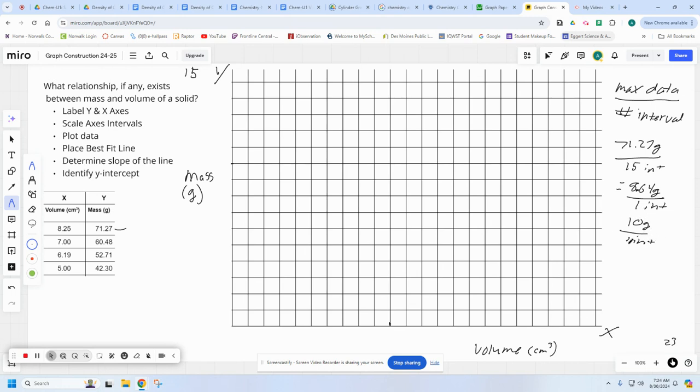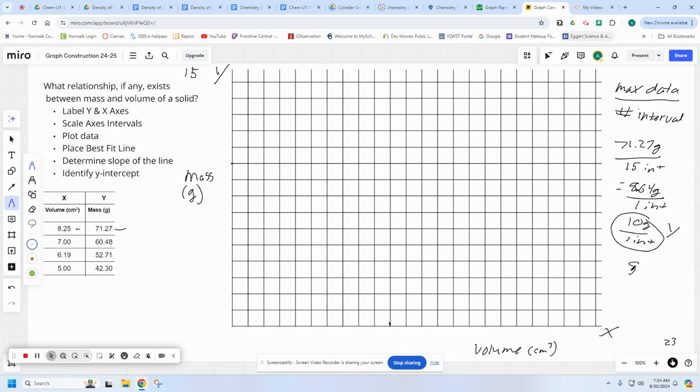And I'll scale that once I get the other one calculated as well. So that's for the Y. This is just for my graph. Your graph will have a different number of intervals and will be labeled with a different number most likely. On the x-axis, I had the max volume of 8.25.